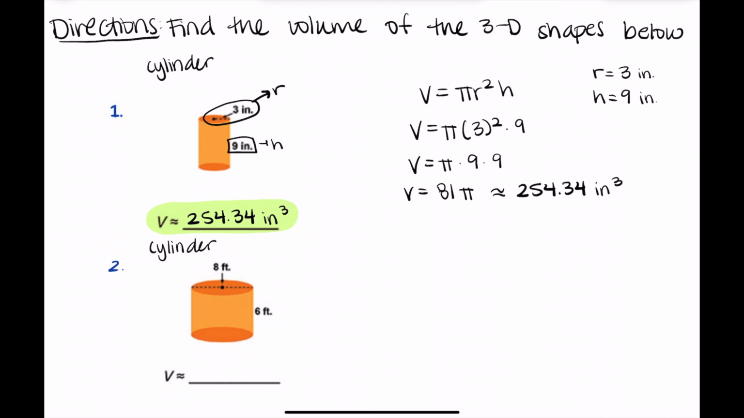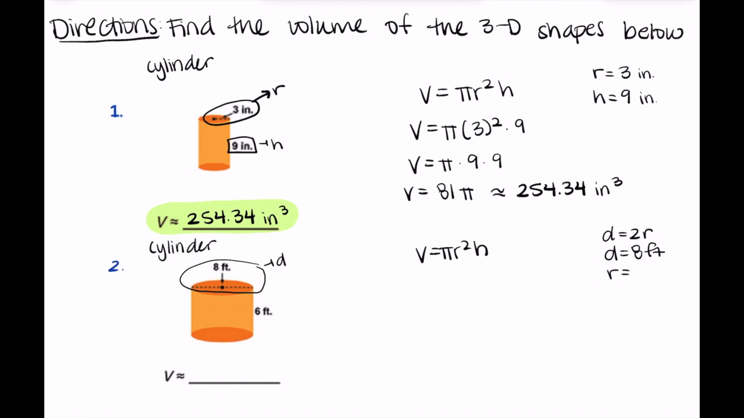So we have a cylinder, we're gonna go through, we know our volume equation would be the same, V equals pi r squared h. But what is the radius here? So this one is a little bit different because we are given 8 feet as our diameter and we want our radius. So we know that the diameter is twice the length of a radius, right? So if our diameter is 8 feet, that would make our radius 4 feet.